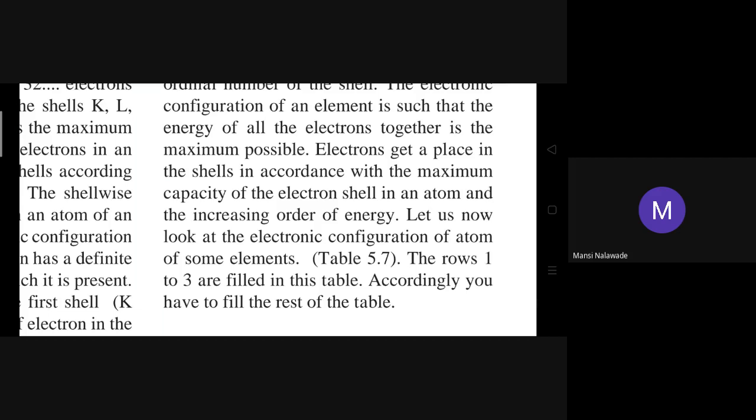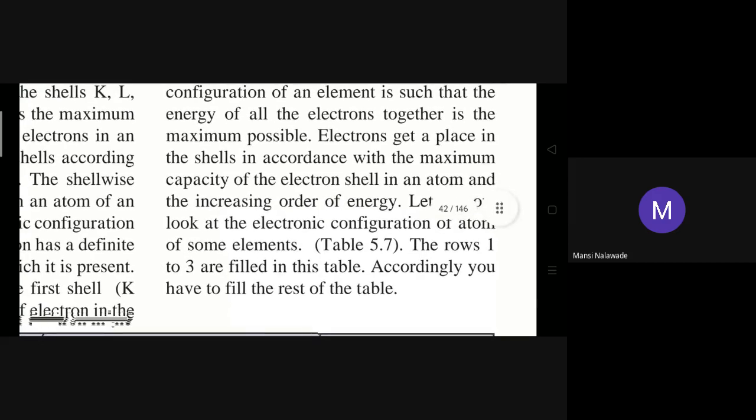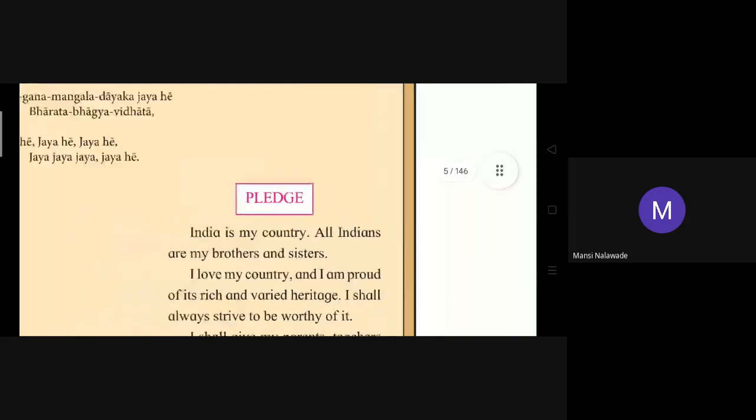Let us now look at the electronic configuration of the atoms of some elements. In Table 5.7, rows 1 to 3 are filled in this table. Accordingly, you have to fill the rest of the table.